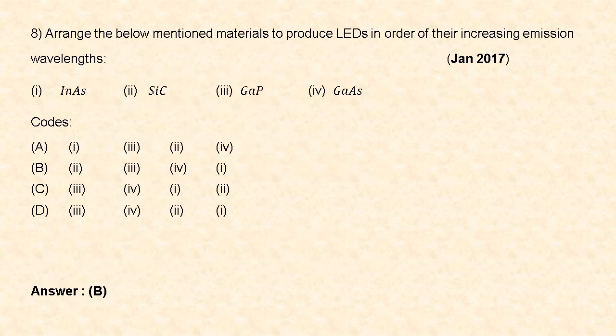Next question. Arrange the below mentioned materials to produce LEDs in order of their increasing emission wavelengths. This question was also asked in Jan 2017. Indium arsenide, silicon carbide, gallium phosphide, gallium arsenide. Here silicon carbide will have the lowest wavelength and then gallium phosphide and then gallium arsenide, and indium arsenide will have the highest wavelength. So option B is correct.